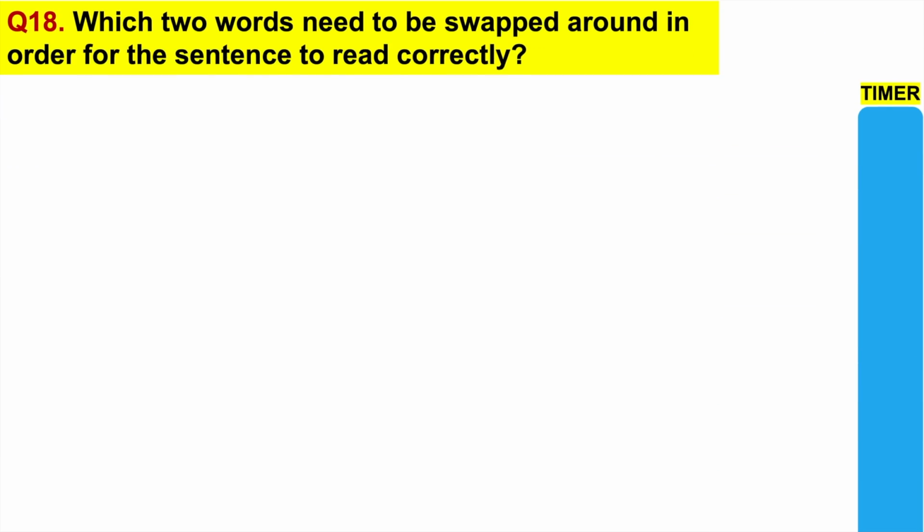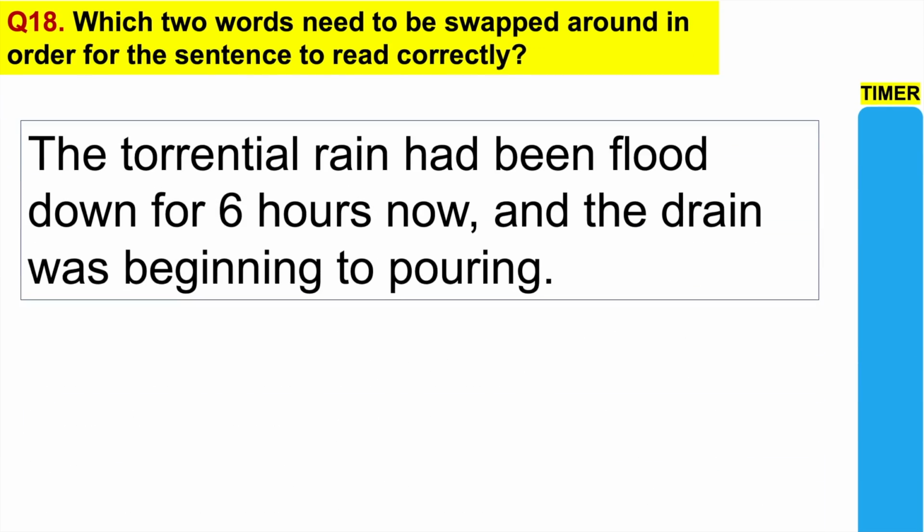Question 18. Which two words need to be swapped around in order for the sentence to read correctly? Here we go. The torrential rain had been flooded down for 6 hours now, and the drain was beginning to pouring. Which two words do you need to swap around? Tell me in the comments section below the video. Here's the timer.